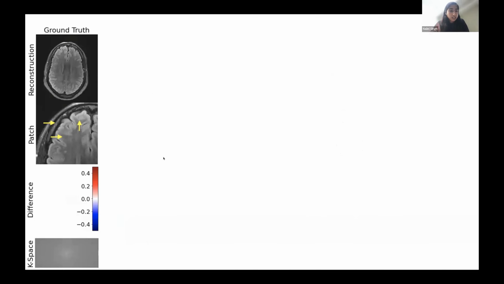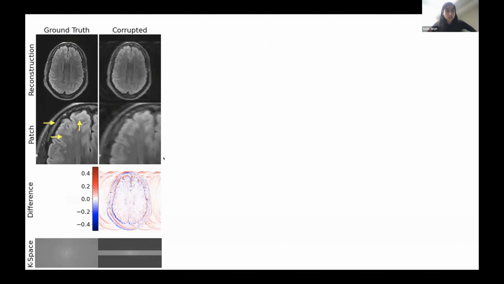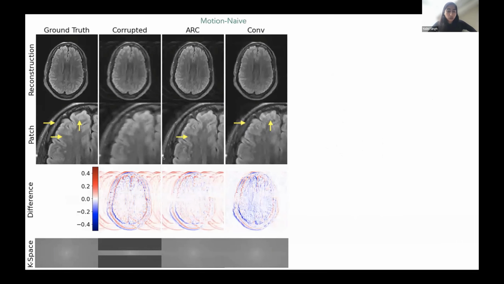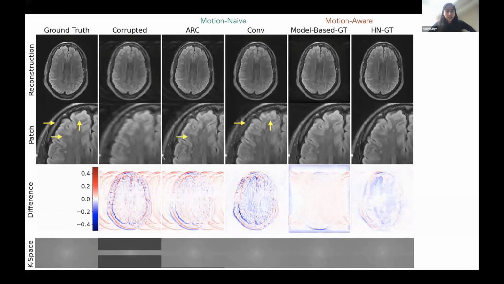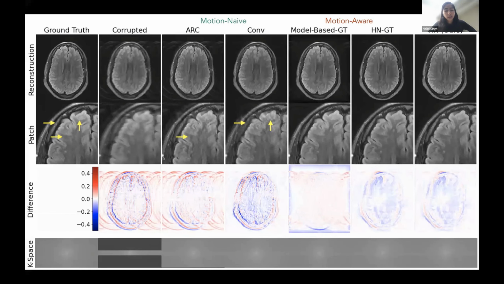So here's a sample result. This is the ground truth that we're trying to reconstruct, along with a zoomed in patch. We'll show some difference images and the k-space corresponding to that ground truth image. And then here's the motion corrupted data that we're trying to fix. Here are the results from the 2 motion naive baselines, the two motion aware baselines, and then here's a reconstruction from our method.